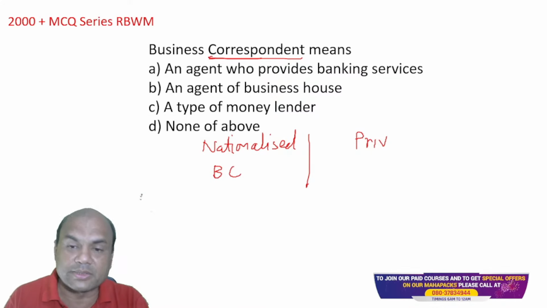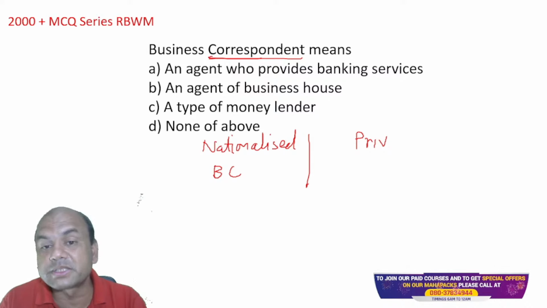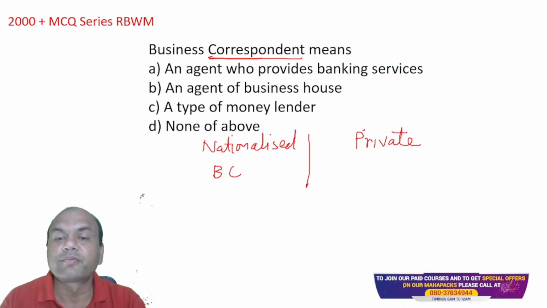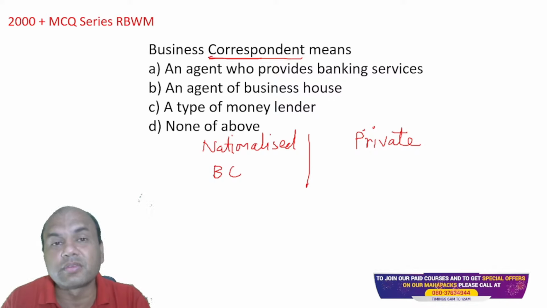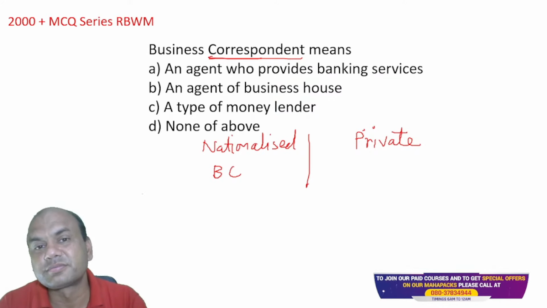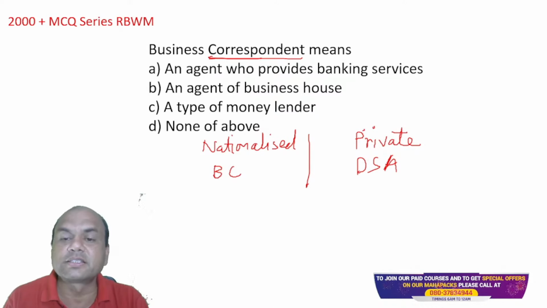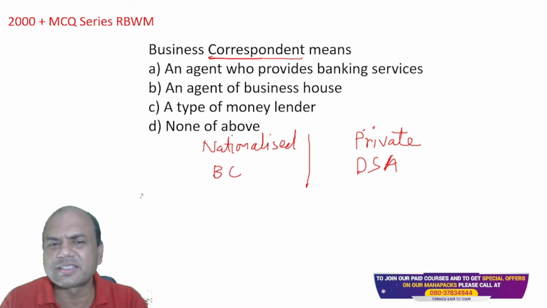Similarly, these private banks have what? Similar to BCs, they have one word. What is that word called? Private banks have DSA, right? Direct sales agents, selling agents, sales agents. BC is business correspondent. So business correspondent means what?